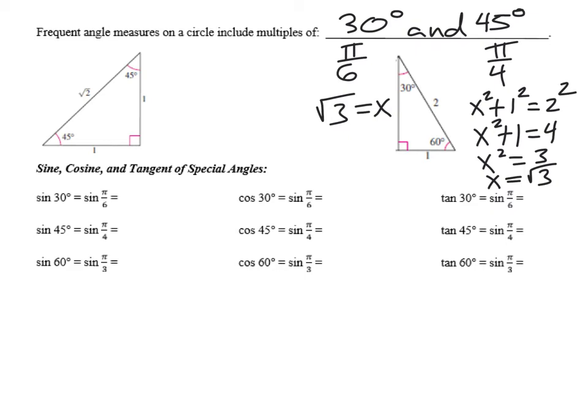All right, we'll start on the top row and work our way over. Sine of 30 degrees, right? If I'm doing 30 or 60, I'm over on the diagram on the right. Opposite over hypotenuse would be half, or 1/2.